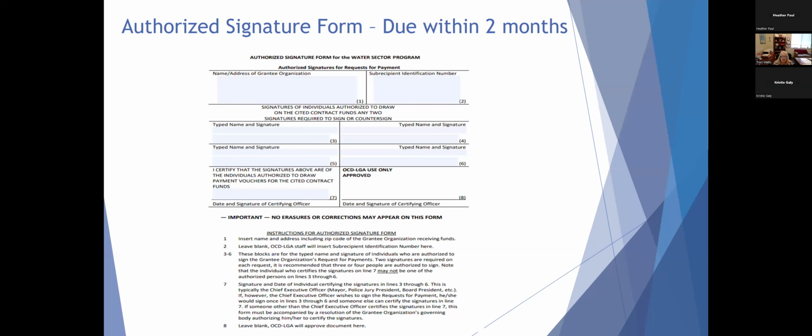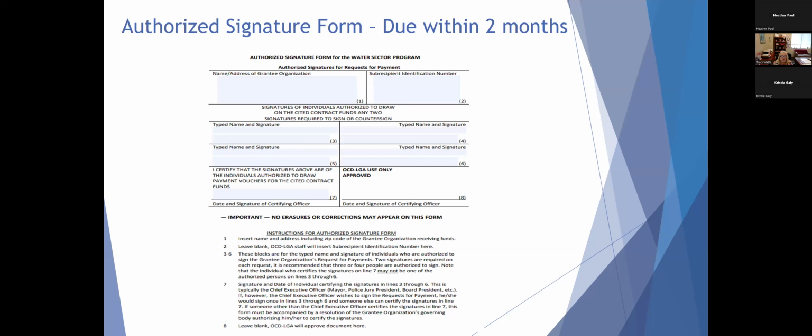If someone else is going to be certifying the signatures because your chief executive officer would like to be a person that signs the request for payments, then the form must be accompanied by a resolution of the organization authorizing the certifying officer's signature. The chief executive officer cannot sign in lines 3, 4, 5, and 6, and sign in line 7 as the certifying officer.